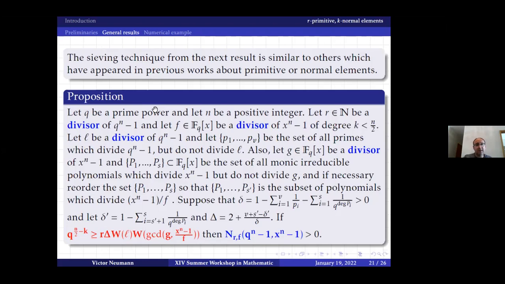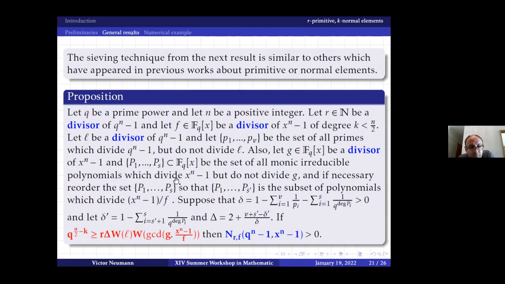So we specialize that, factoring x^n - 1 and factoring q^n - 1, these two. Okay, so the first part is as usual until here. We choose a divisor L of q^n - 1. Here we put all the primes which divide q^n - 1 but are not divisors of L. We do the same thing for x^n - 1. We choose a polynomial g, and this is the set of all monic irreducible polynomials which divide x^n - 1 but are not factors of g.